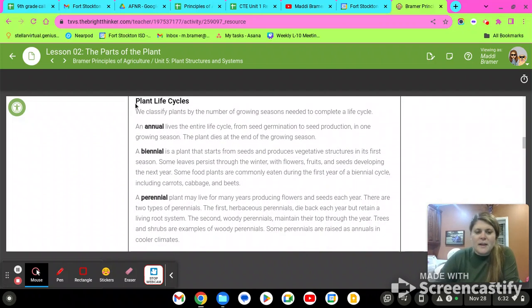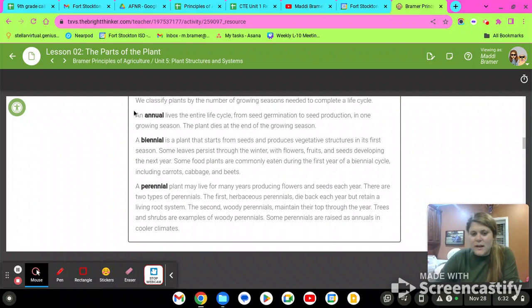So plant life cycles, we classify plants by the number of growing seasons needed to complete a life cycle. So you may see on the back of a seed packet, or if you buy a plant, it's going to say this is an annual, this is a biennial, or a perennial. So an annual means that it's going to live its entire life cycle in 1 year, basically, in one growing season. And then it's going to die. It's not going to come back.